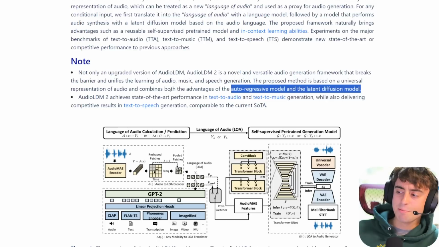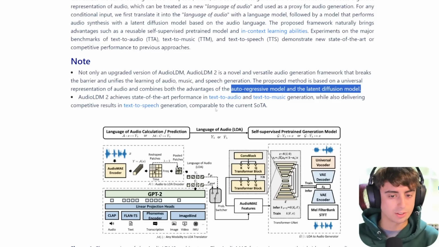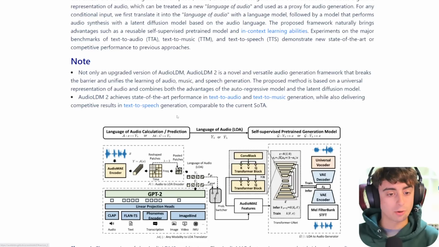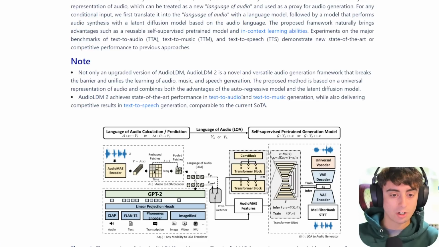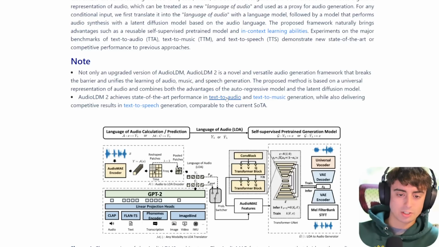Wow, okay. If you've been pretty deep in the AI space for a while now, you'll know about autoregressive and diffusion models. To be able to leverage both is very impressive. State-of-the-art performance in text-to-audio, text-to-music generation while also delivering competitive results in text-to-speech. So the text-to-speech is the thing that it's worse at, but text-to-audio and text-to-music is what it's best at. And I have a feeling that the text-to-audio that we're going to hear today is the best that we've heard ever from an AI model.